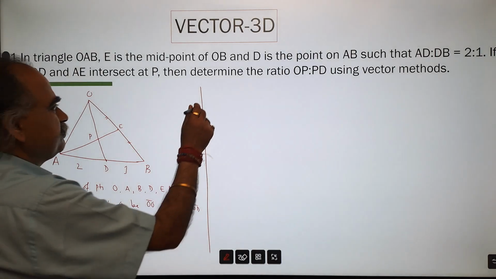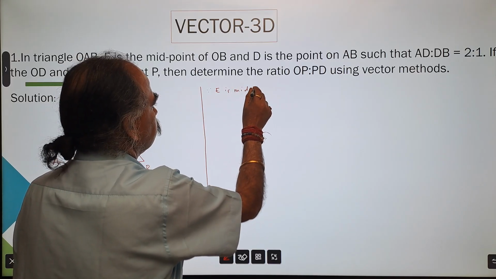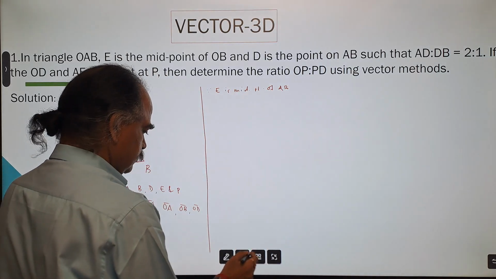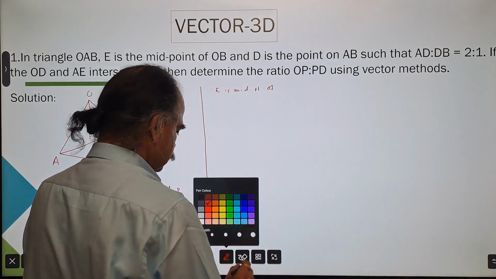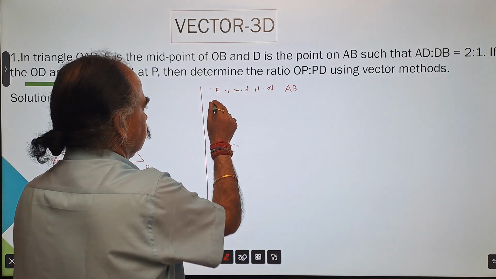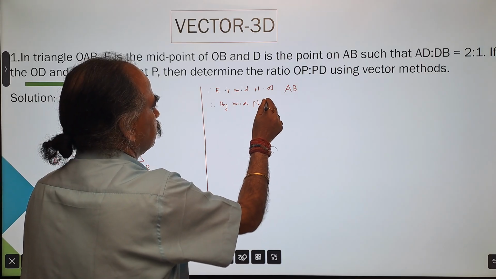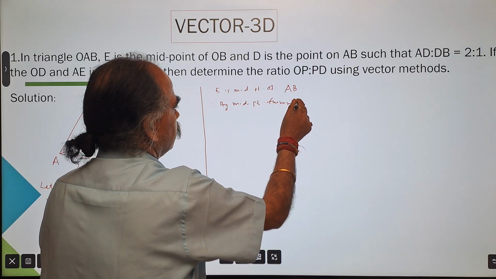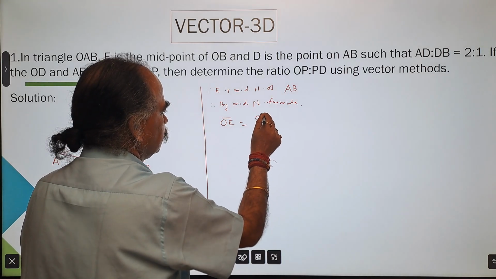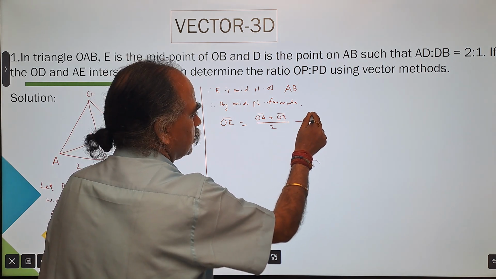Since E is the midpoint of AB, therefore by the midpoint formula OE bar is equal to OA bar plus OB bar upon 2. Write this as equation number 1.